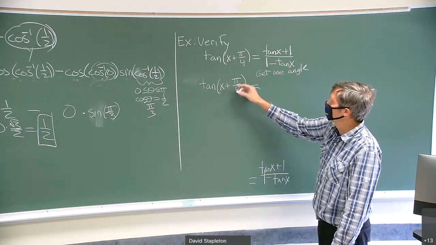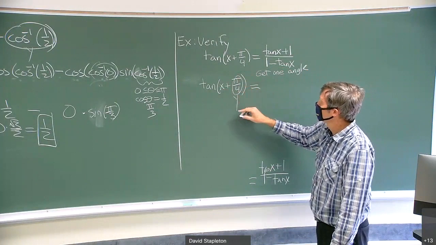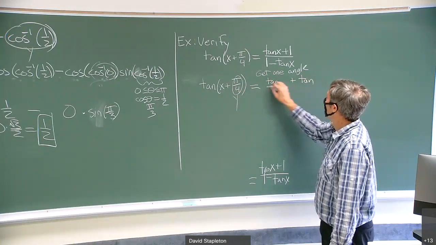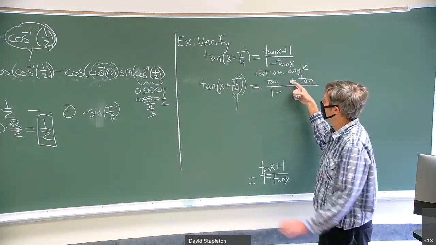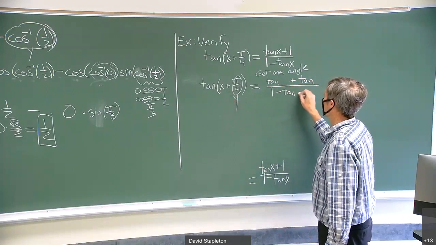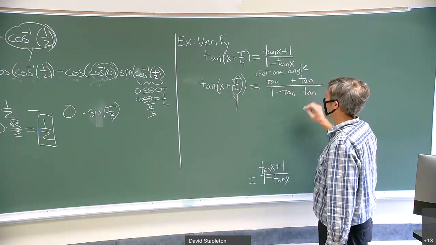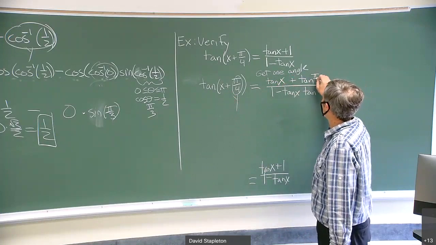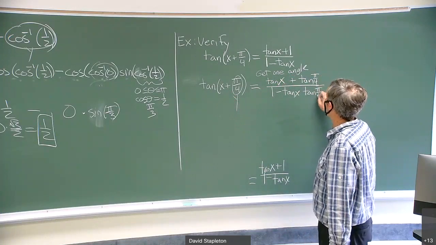Tangent of x plus y is tangent plus tangent over 1 minus tangent. Same sign on top and the opposite sign on the bottom. That's how I remember it anyway. You can memorize it your own way, right? So x here and x here, and pi over 4 here, and pi over 4 here replaces y.